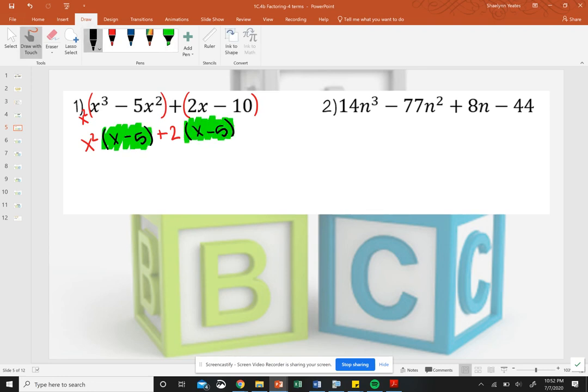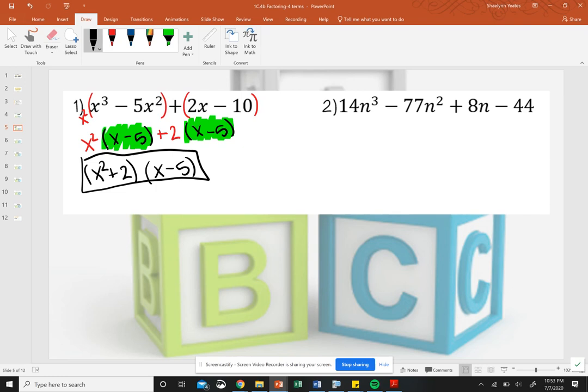All right, so now we're going to pull that x minus 5 off to the side, and we're going to pull it off to the right side because that's where it was the first time. So we've got x minus 5, and then what's left is that x squared plus 2. Okay, and this is all nicely factored all the way down to its basic components.